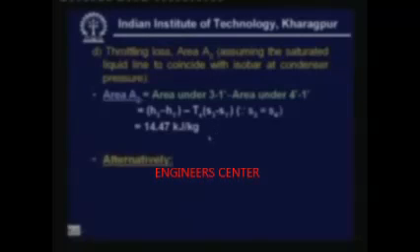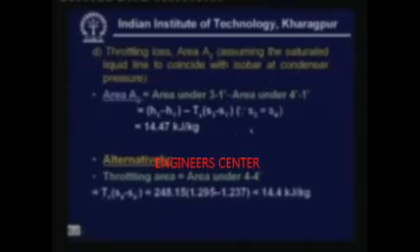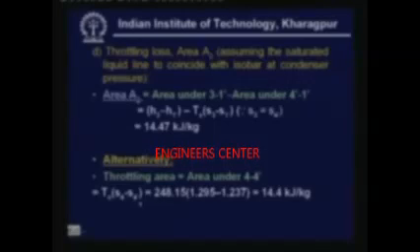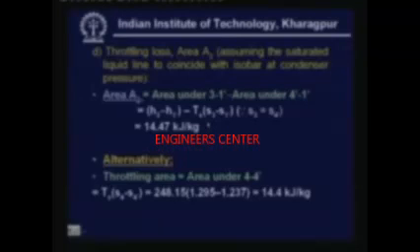If you find the actual throttling area without making this assumption, then it is given by the area under 4 to 4 dash, which is equal to Te into S4 minus S4 dash, and this works out to be 14.4 kilojoule per kg. You can see that the assumption that the isobar coincides with the saturated liquid line is reasonably good, because these two values are matching.